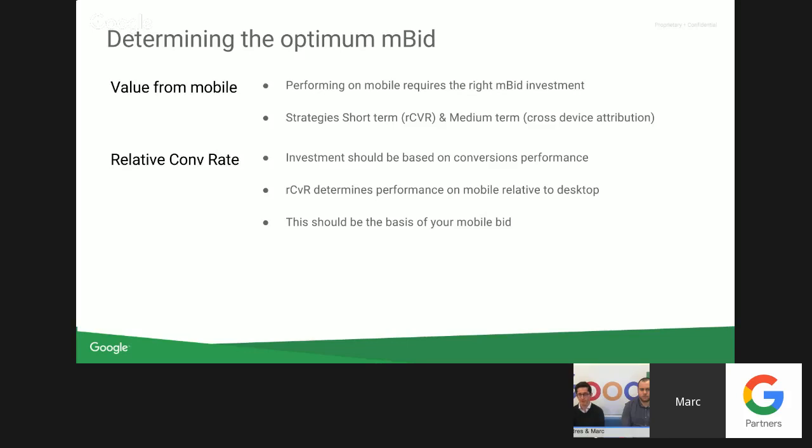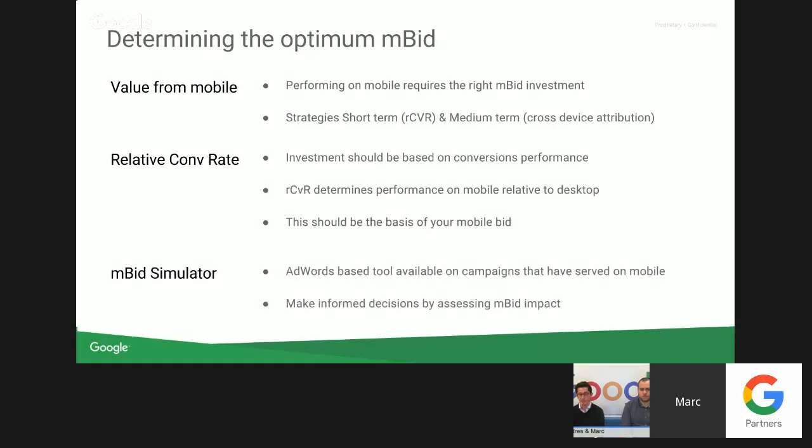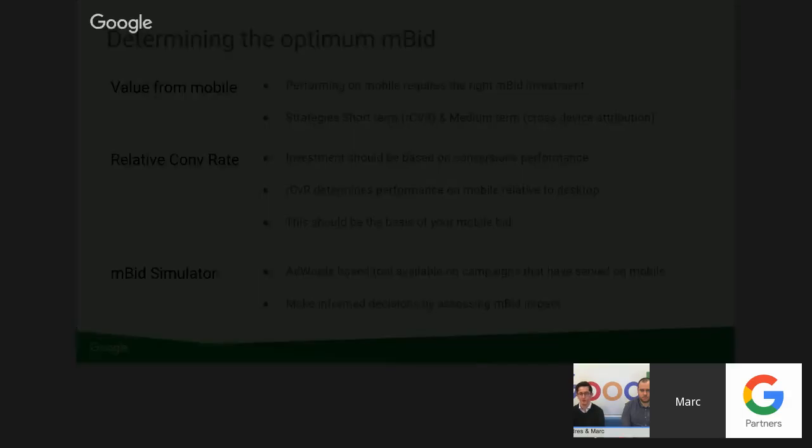Once we've determined the base MBID that we recommend on each campaign, the next step is to use the MBID simulator to assess the impact that's going to have on the campaign on a per campaign basis. The whole idea here is that with the whole framework that we presented today, we can make informed decisions about assessing the MBID impact and determining the optimum MBID for us.